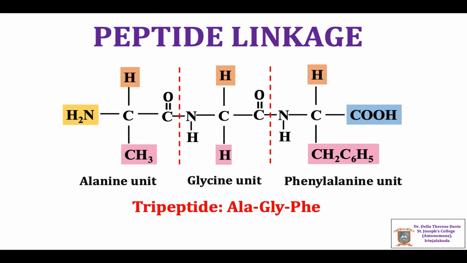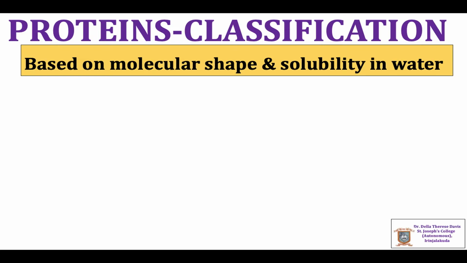The condensation product from a large number of amino acids is called polypeptides. And proteins are formed from polypeptides. Generally, proteins have 100 or more amino acid units in their molecule.